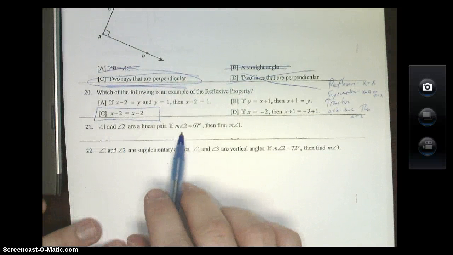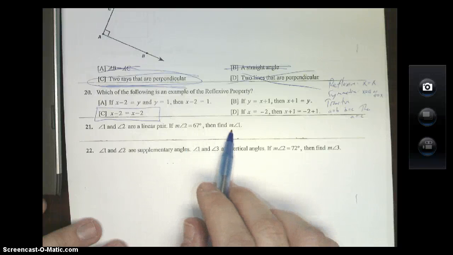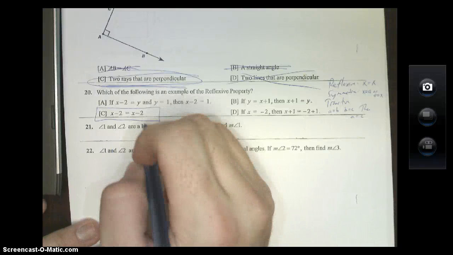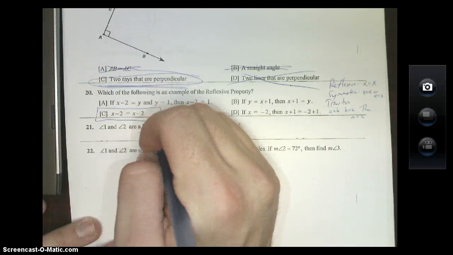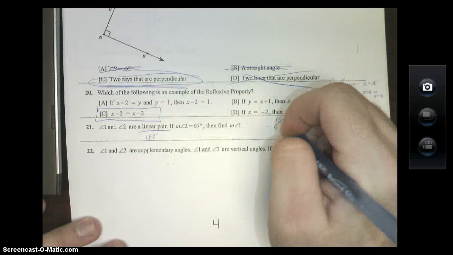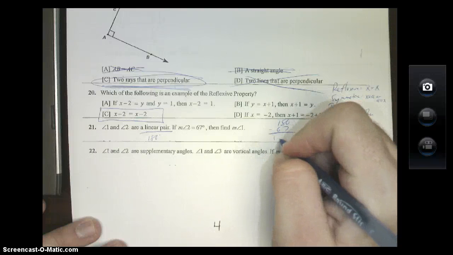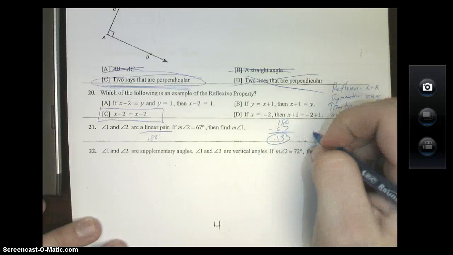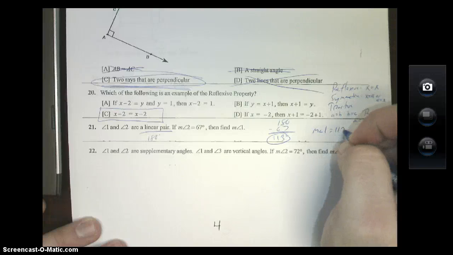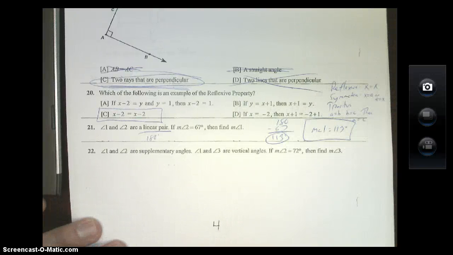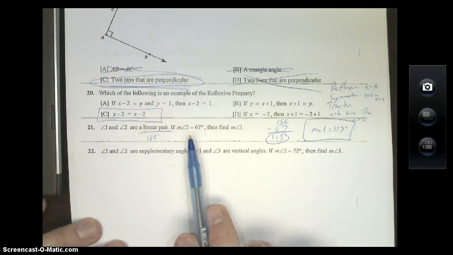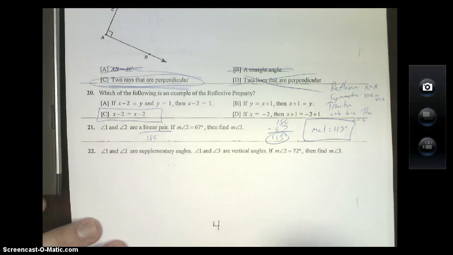Our last 2 problems for this video. Angle 1, angle 2 are a linear pair. If measure of angle 2 equals 67 degrees, find the measure of angle 1. Linear pair, automatically you're thinking straight line, 180 degrees. We're just taking 180 minus 67. 113 degrees. Measure of angle 1 equals 113, all is well. Careful, because they're probably going to try and trick you on the test and have an answer of, say, 23 degrees, which would add up to 90. So keep in mind, linear pair is 180 degrees, key vocab.